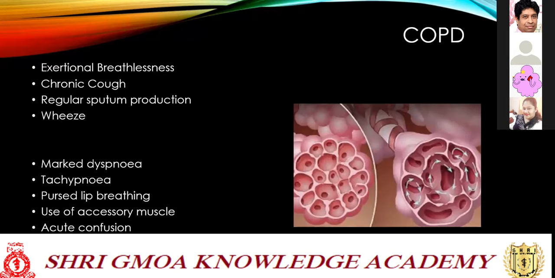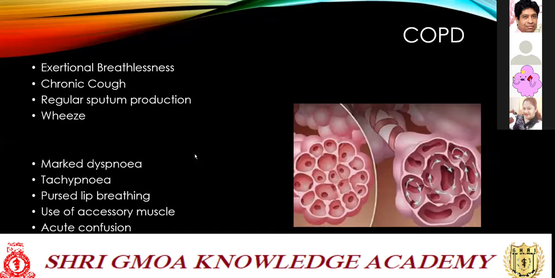So the next topic is the irreversible situation. This is called chronic obstructive pulmonary disease. The symptoms are exertional breathlessness, chronic or regular sputum production, and wheezing. About 90% of the time, the patient has a history of smoking. So those are the things, and these are the clinical features.